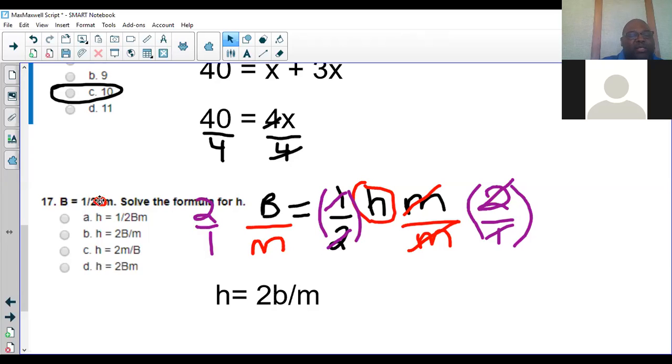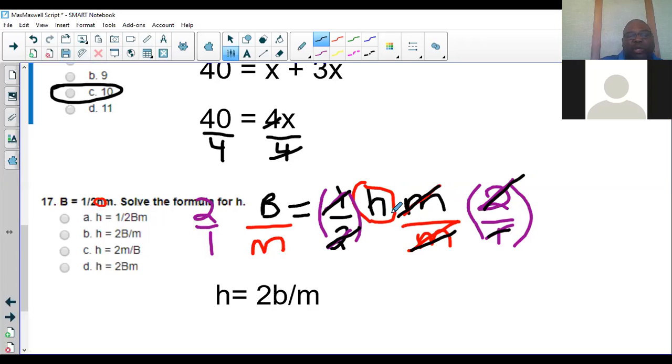And then we have to take the opposite of 1/2. The opposite of 1/2 is 2 over 1. So 2 over 1 on the right, 2 over 1 on the left. Let's take a look at what we have canceled out now. We've canceled out the 1, canceled out the 1, canceled out the 2, canceled out the 2, canceled out the M, canceled out the M. What's left is H.